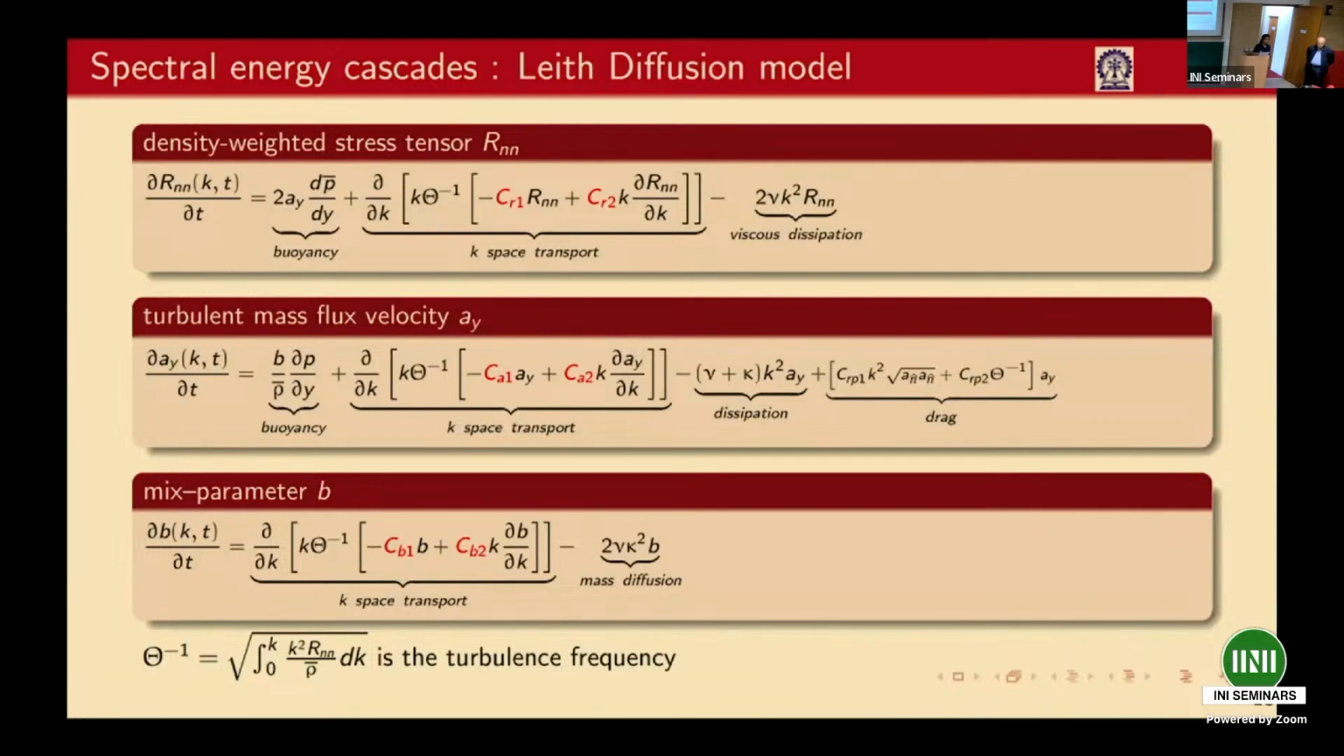Which method, part one or part two? Part one, okay. Of course, this is for miscible fluids. If you have strong surface tension between the fluids, this will not work.